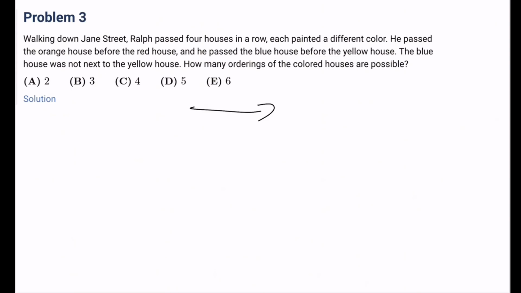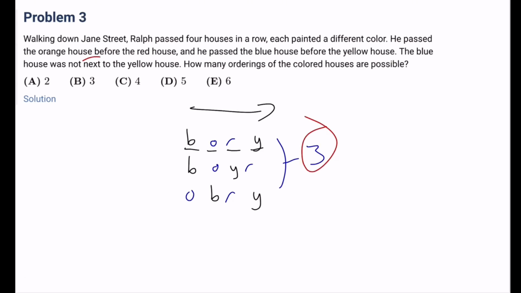And since the blue cannot be next to the yellow, that means if we have 4 like that, blue or yellow could be like that, or like that, or like that. And the remaining 2 are going to be automatically filled in because the orange always has to be before the red. So that's just 1 configuration for each BY, right? So this gives us 3 configurations in total. That's the answer. It's B.